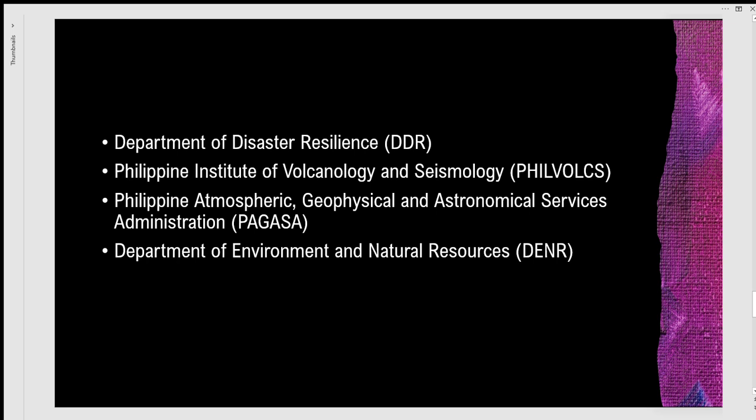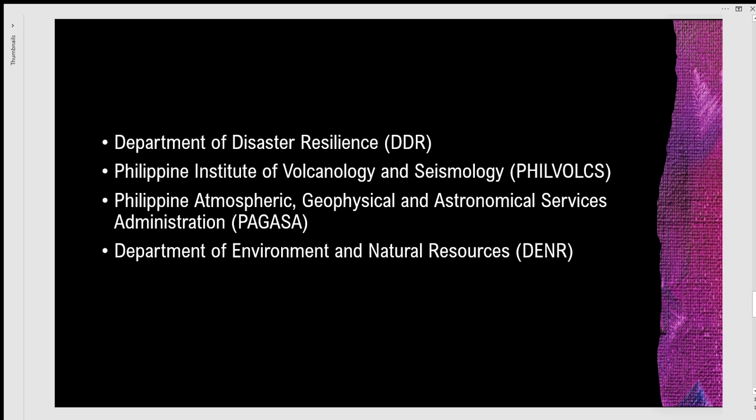Pero kasi puro sa US siya, no? So, nag-search ako ng parang similar departments na makikita dito sa Pilipinas. So, the Department of Disaster Resilience. So, this is a DDR. Actually, hindi pa talaga siya nabubuo, pero na-aprubahan na siya.